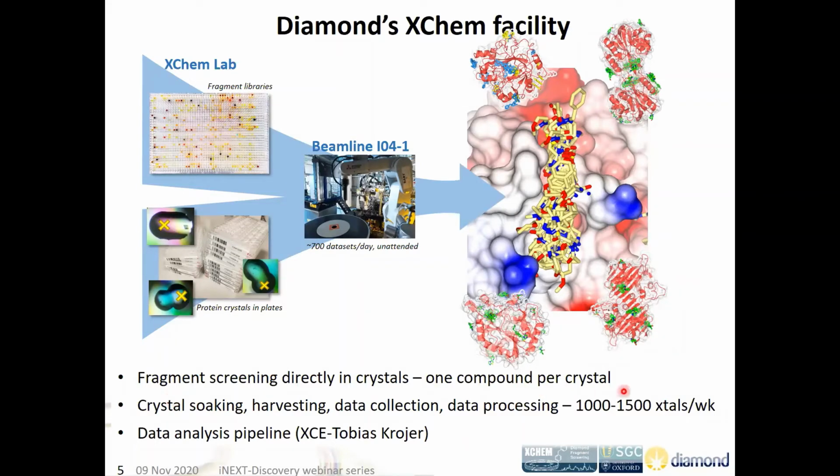We do 1 compound per crystal. We can handle about 1,000 to 1,500 crystals per week. And we also have then the data analysis pipeline downstream for you to basically detect those hits.